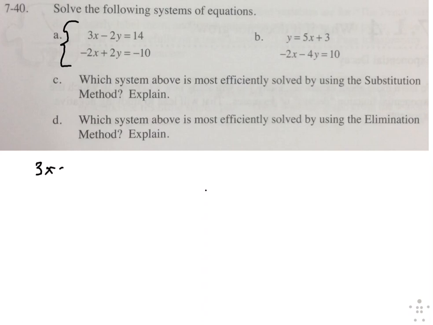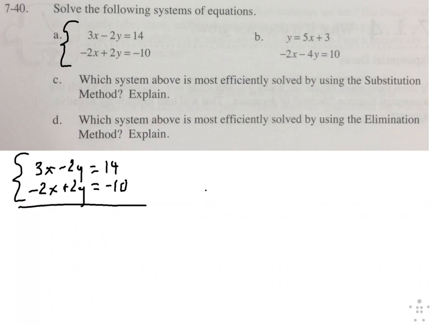So I have 3x minus 2y equals 14, and I have negative 2x plus 2y equals negative 10. The reason it's jumping out at me to use elimination is because I have negative 2y and positive 2y. So if I add the two equations, 3x plus negative 2x is x, negative 2y plus 2y is 0, 14 plus negative 10 is 4, and we got our x value. Now I can substitute that into either equation. I'll substitute it into the first one, 3x minus 2y equals 14.